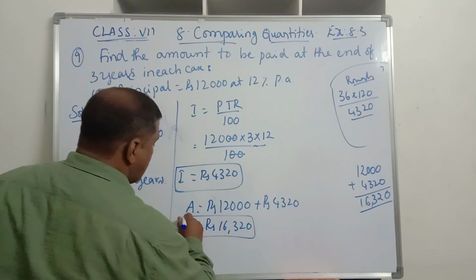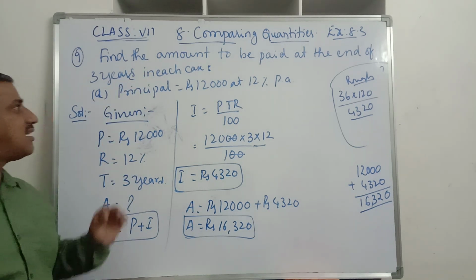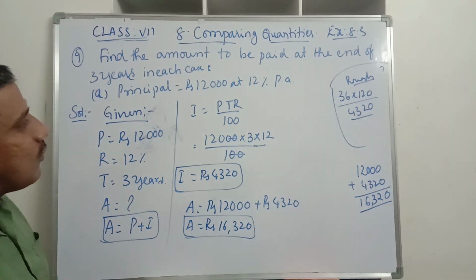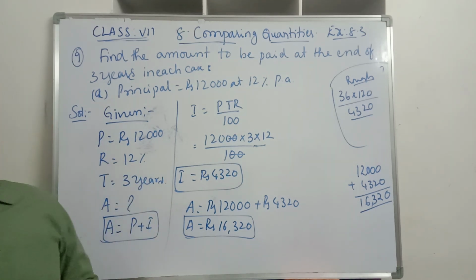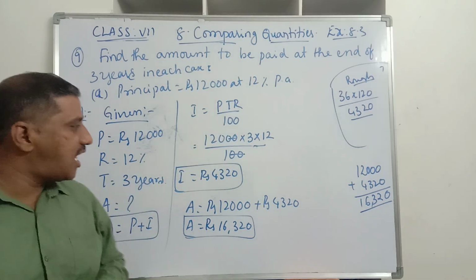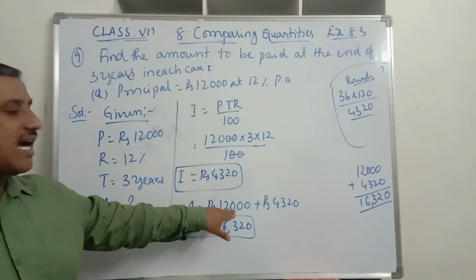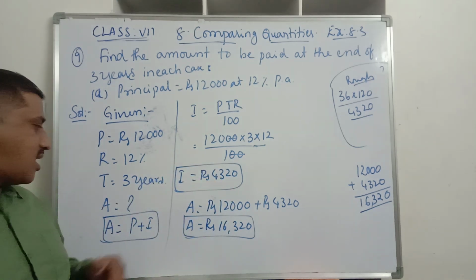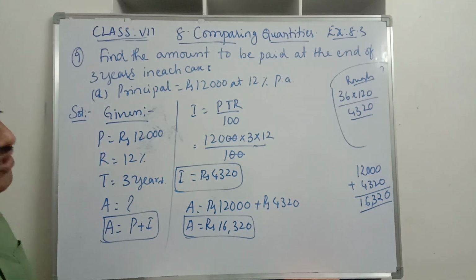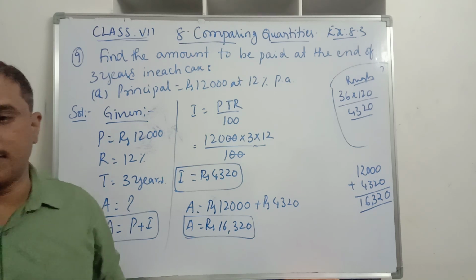So how much does he have to pay at the end of 3 years? It is 16,320 rupees. So to find the amount, first we need to find the interest. I is equal to PTR by 100, which we got as 4,320. That is added to the principal 12,000 and we get the amount as 16,320. Is it clear, children? Yes, we will discuss one more sum.